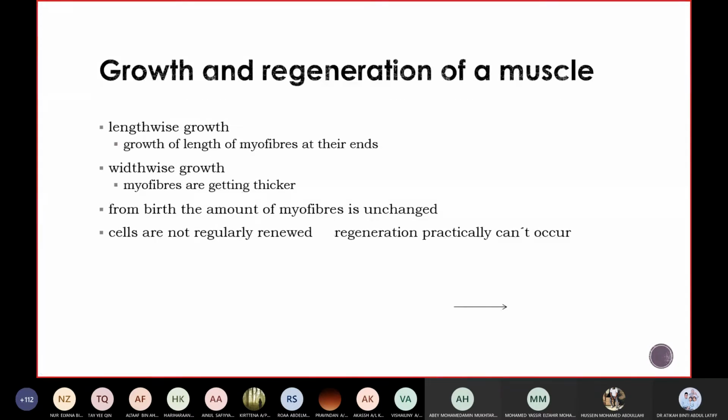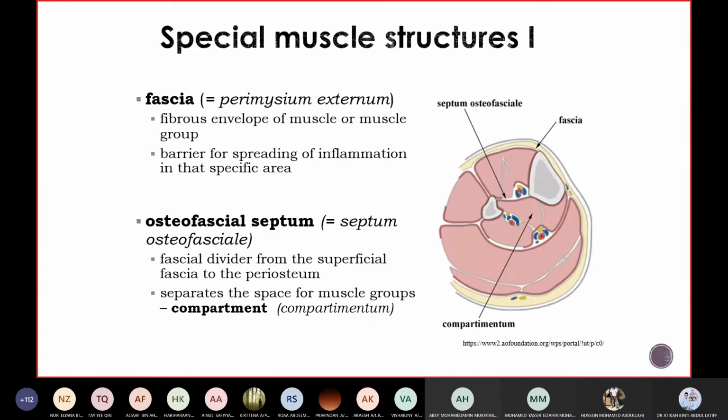So, growth and regeneration of muscle in terms of length. The myofibers at their ends do grow in length. In terms of width, they also grow in width. From birth, however, the amount of myofibers does not change. So they are not replaced, but they just grow in length and width. No regeneration or renewal of cells like the bone.